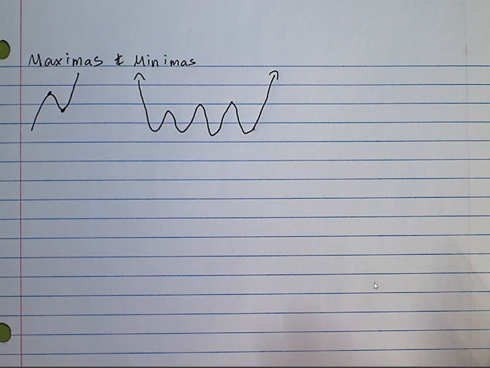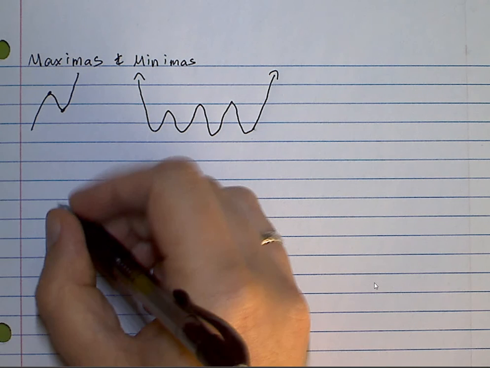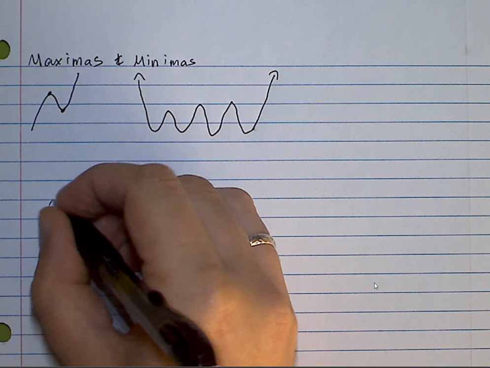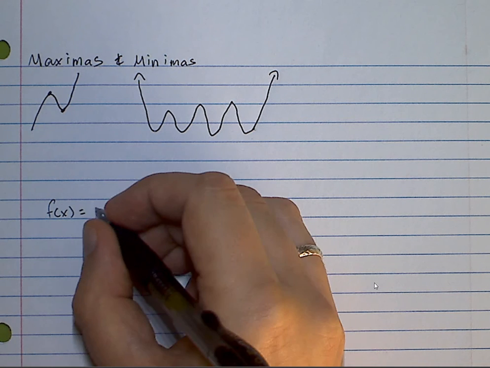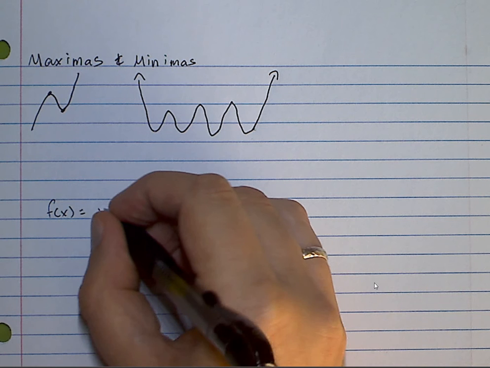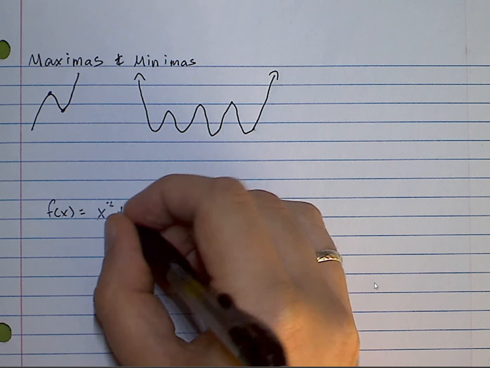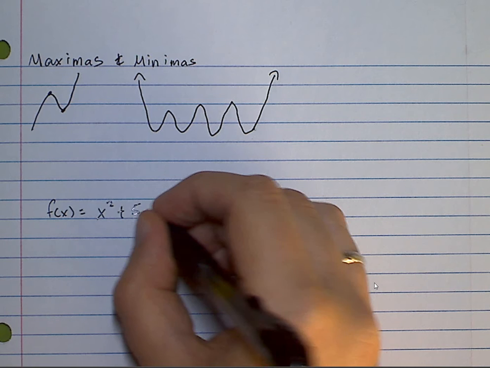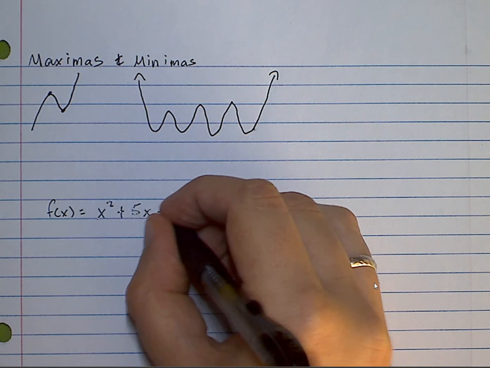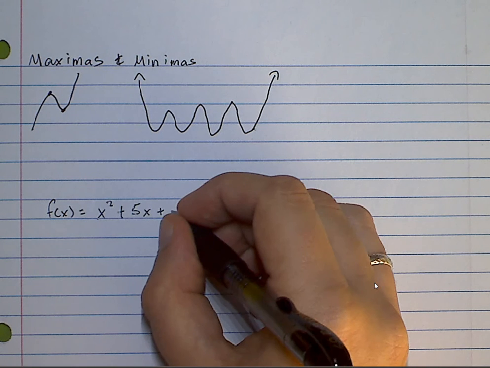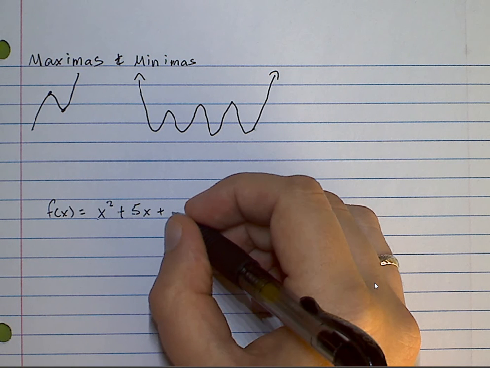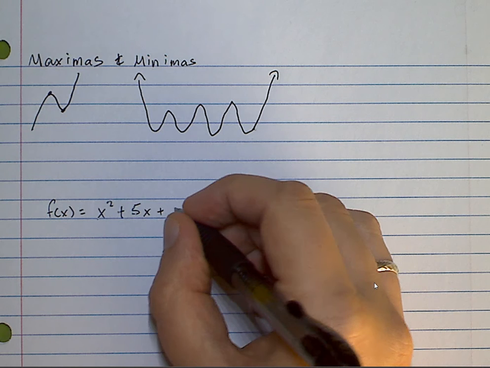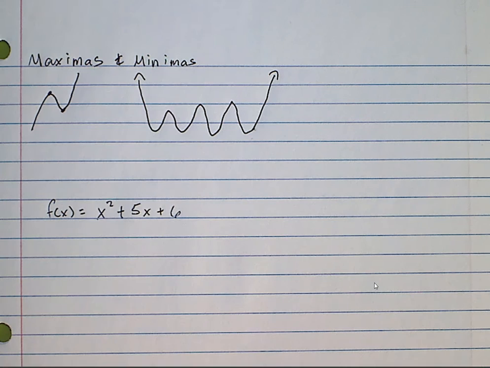So let's take a look at a few different functions here. Let's say I have a function, say f of x is equal to x squared plus 5x plus 6.